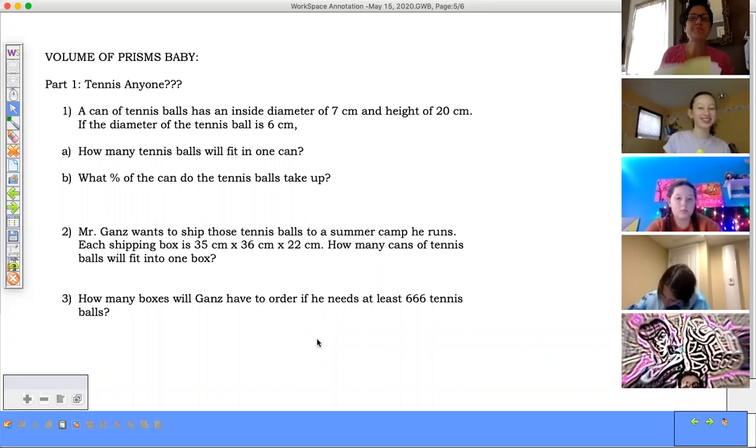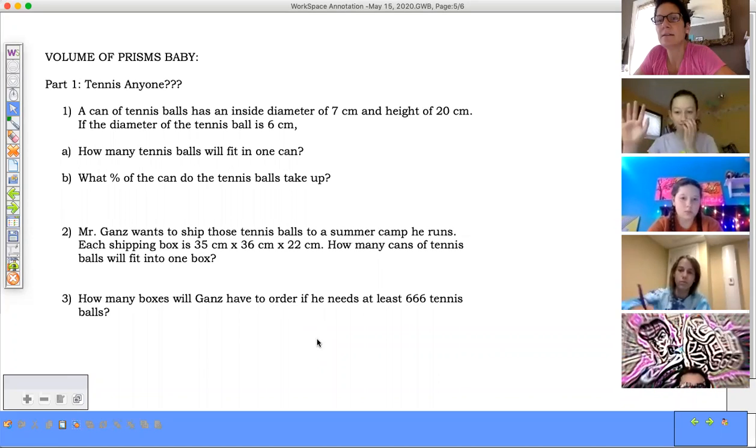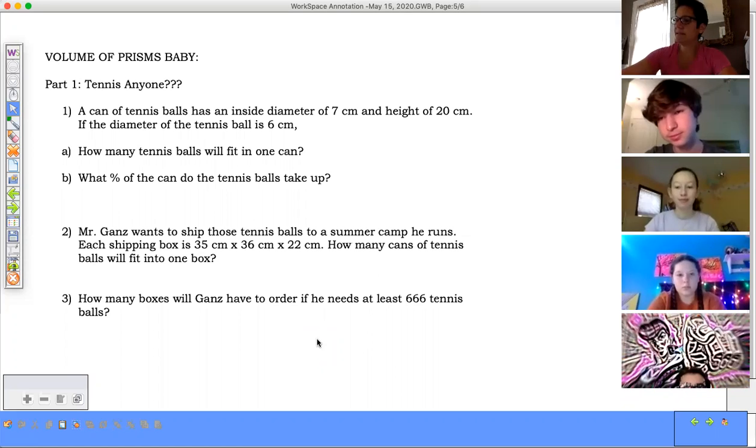All right, so we got a can of tennis balls. How many of you play tennis? Anybody ever play tennis? I used to play tennis. I was never good. I hit stuff over the fence and stuff. It's not good. It's bad, okay?